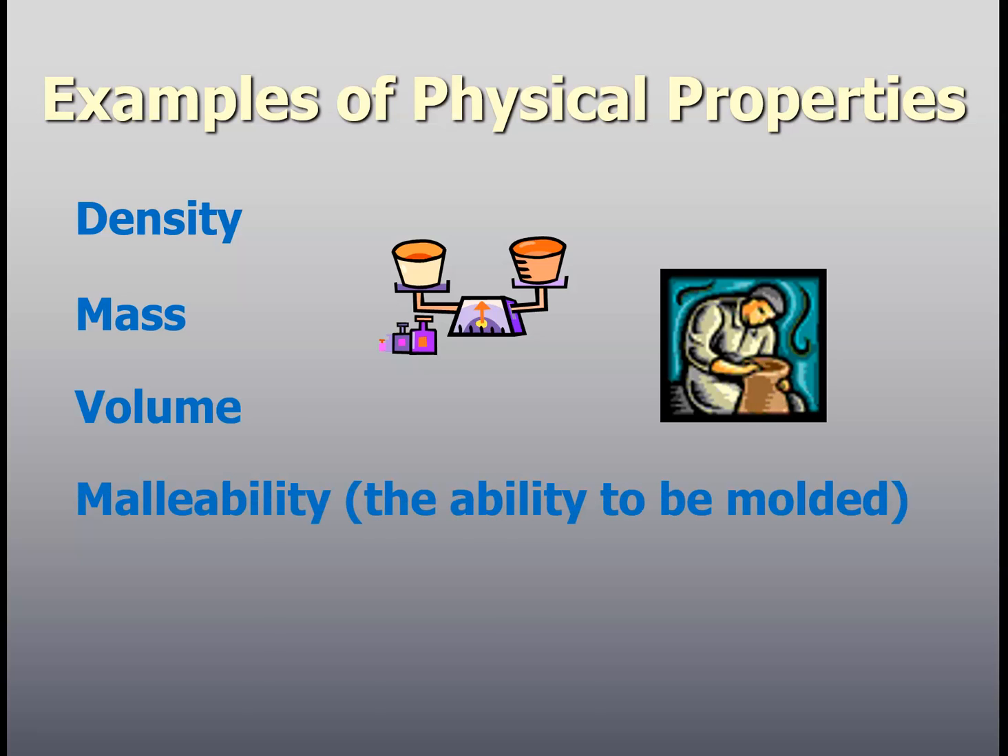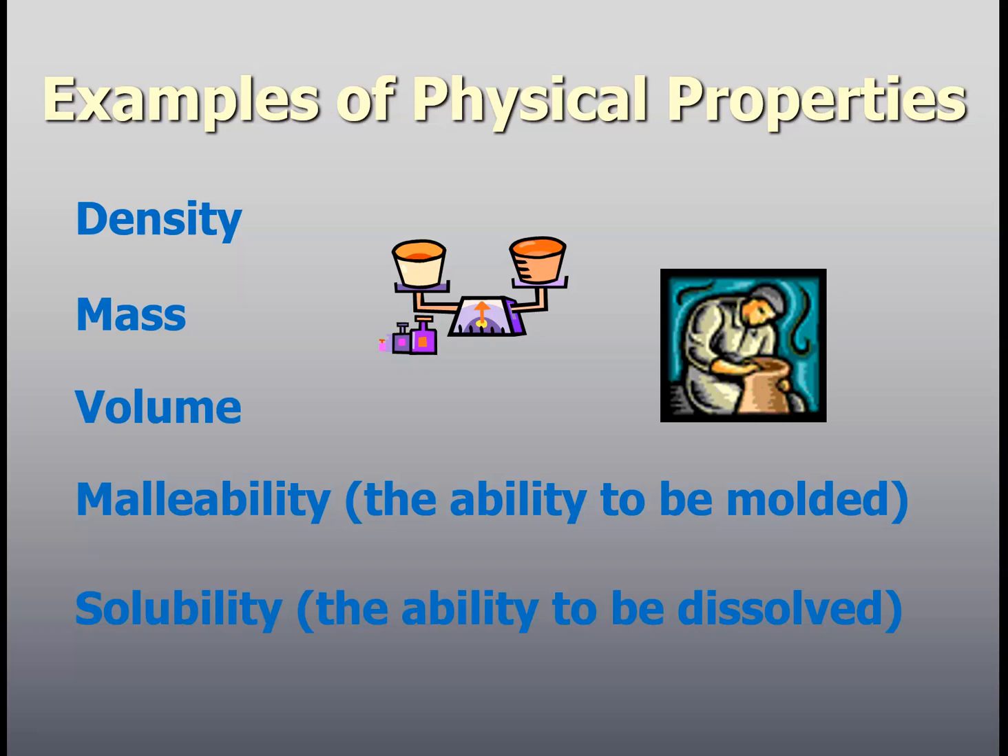And then here's a new vocabulary word. The vocabulary word is malleable, or malleability. This is the ability to be molded. So like a clay that this person is touching and molding into a pot, it would be said that that clay is malleable, or it has a malleability to it. That is also a physical property.